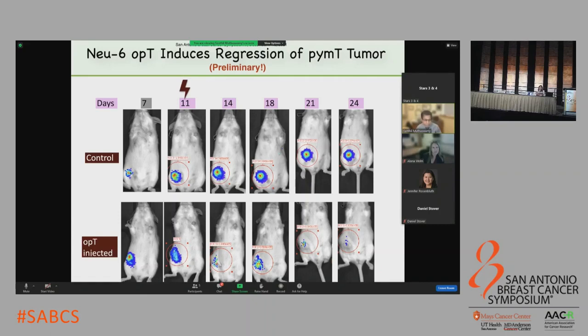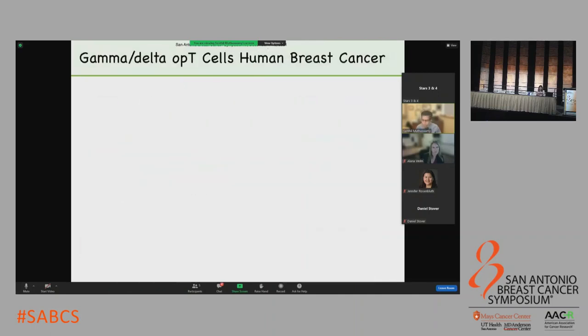In the control case, we see tumor growth over a period of 24 days, whereas in the context of OPT injected cells, we see tumor shrinkage over the time period we looked at. So we are now excited that maybe this is relevant and interesting in the context of in vivo syngeneic mouse models. We're also now expanding this into the human setting.